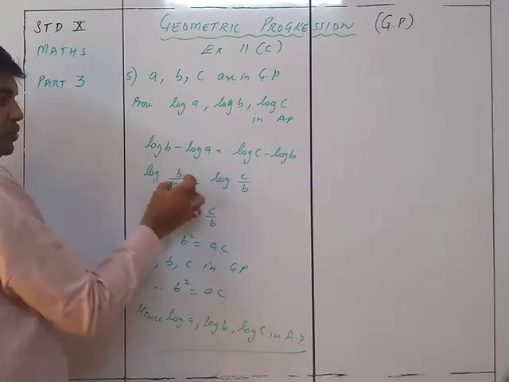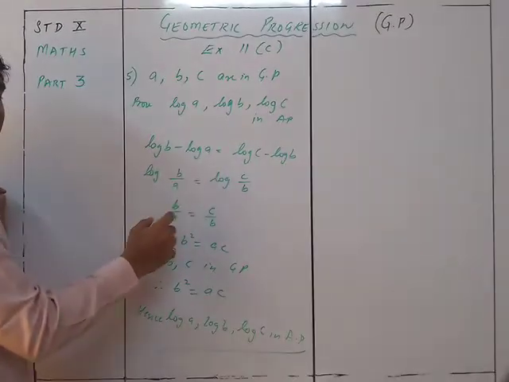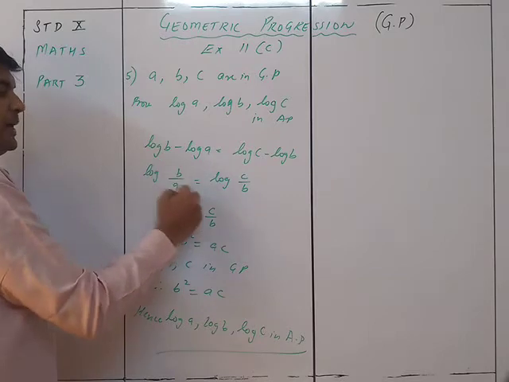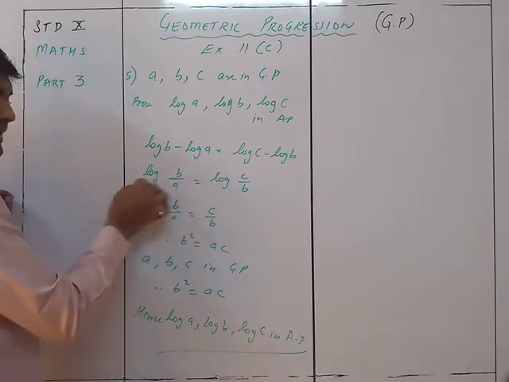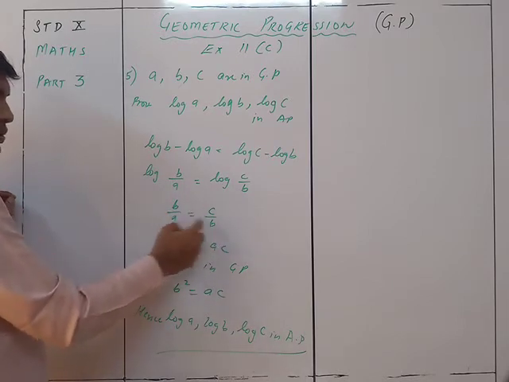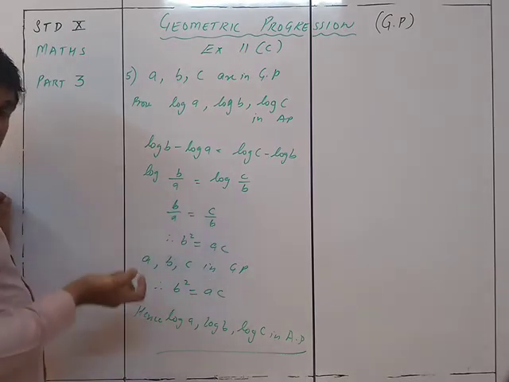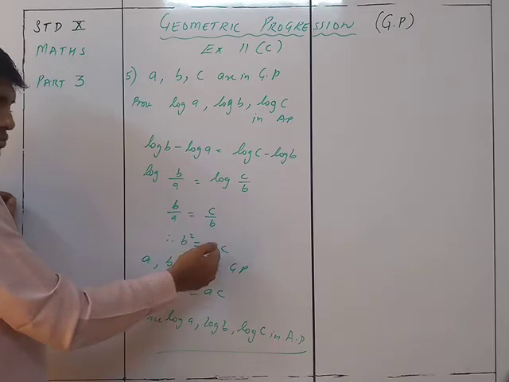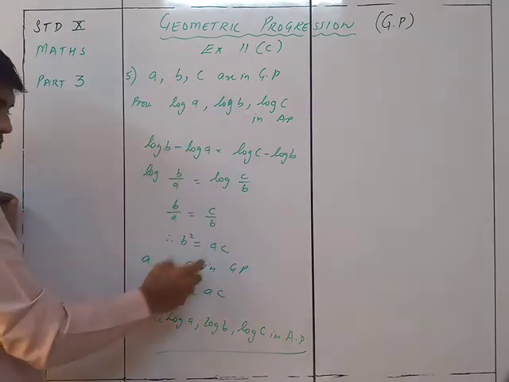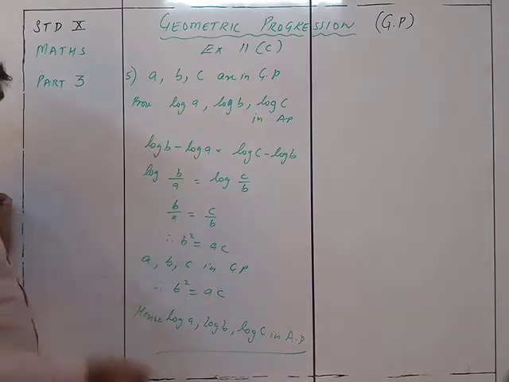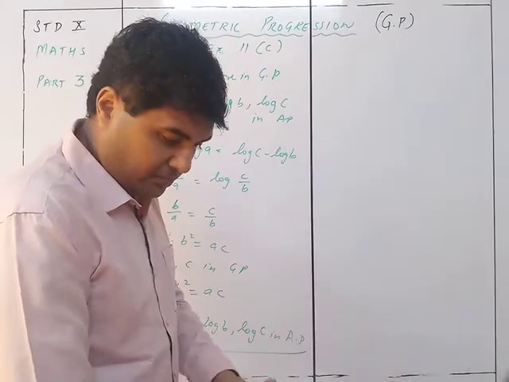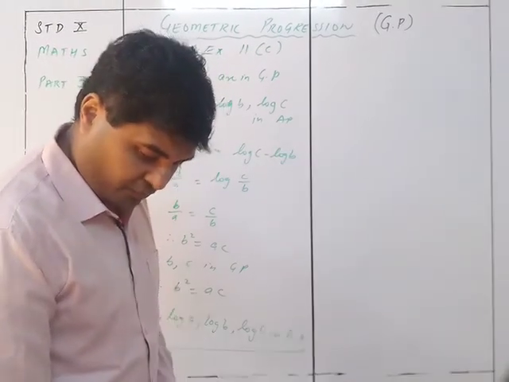So log of B minus log of A is nothing but log of B upon A, and log of C upon B. Both sides have log, so it can get cancelled. So it will be B upon A is equal to C upon B. So you can see B square is equal to AC. Right? So automatically, if this is true, then this is true, and this is already true. So this is automatically true. Okay, so this was sum number 5.